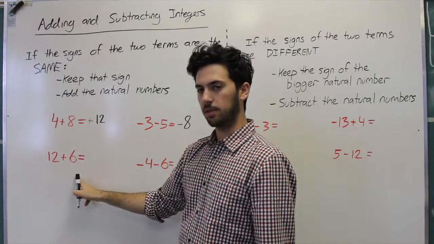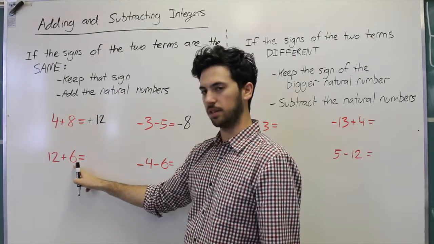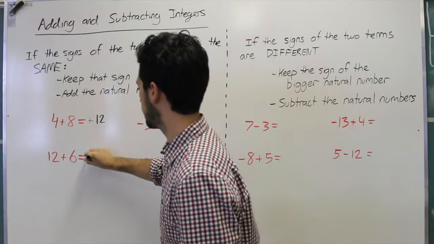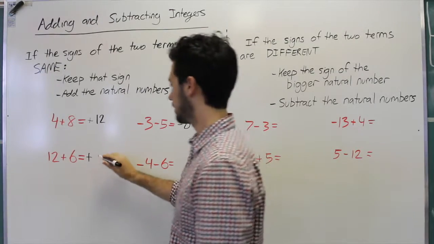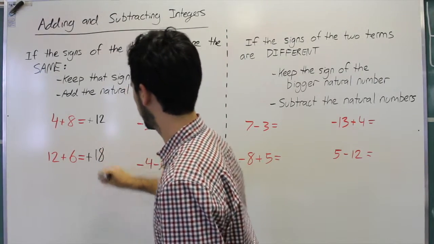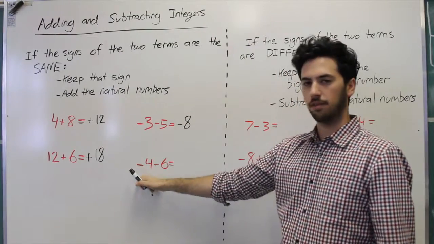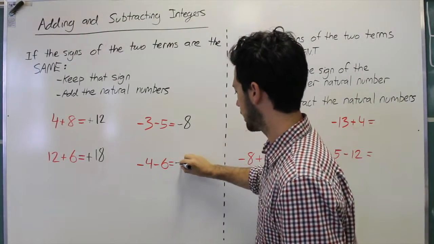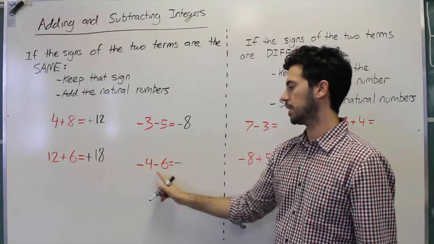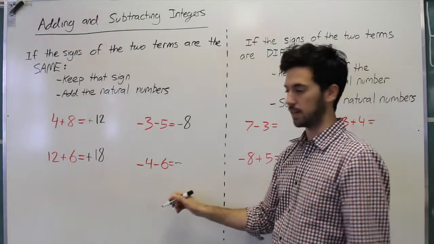Again, two positive numbers, positive 12 and positive 6. The answer is going to be positive. And then we just add the natural numbers, 12 and 6 make 18. Negative 4 and negative 6, well, the answer is going to be negative because they're both negative. And then put the natural numbers together, 4 and 6 make 10.